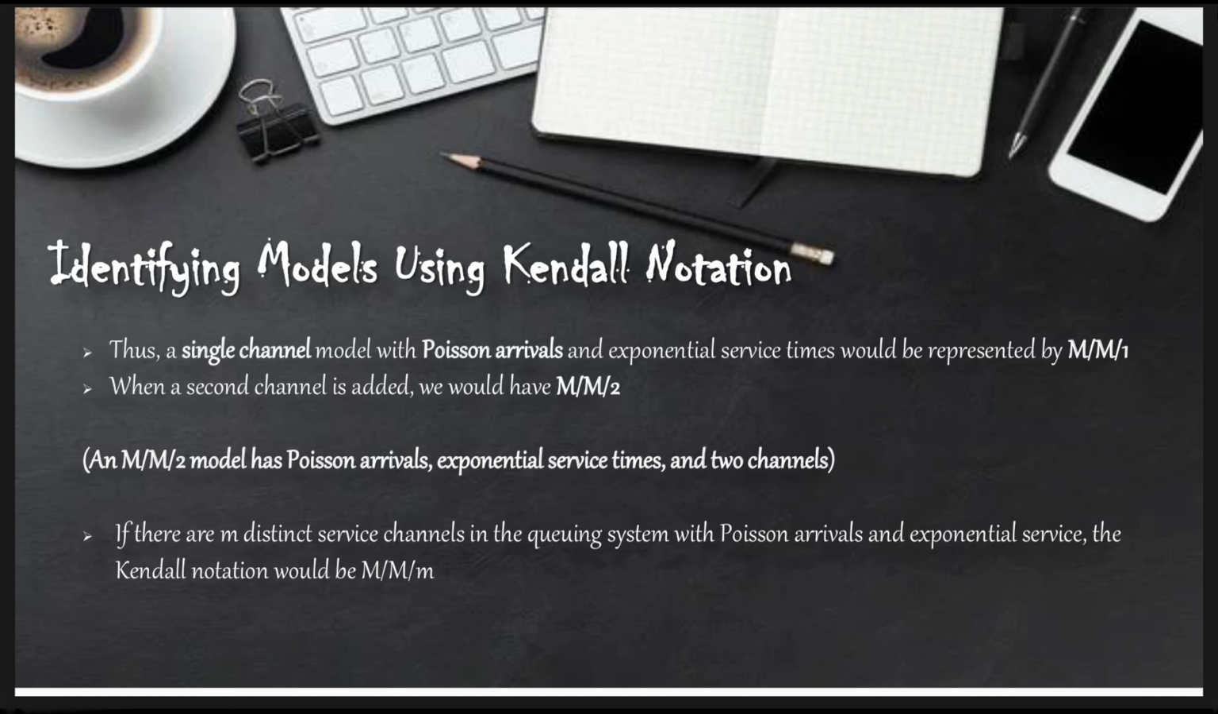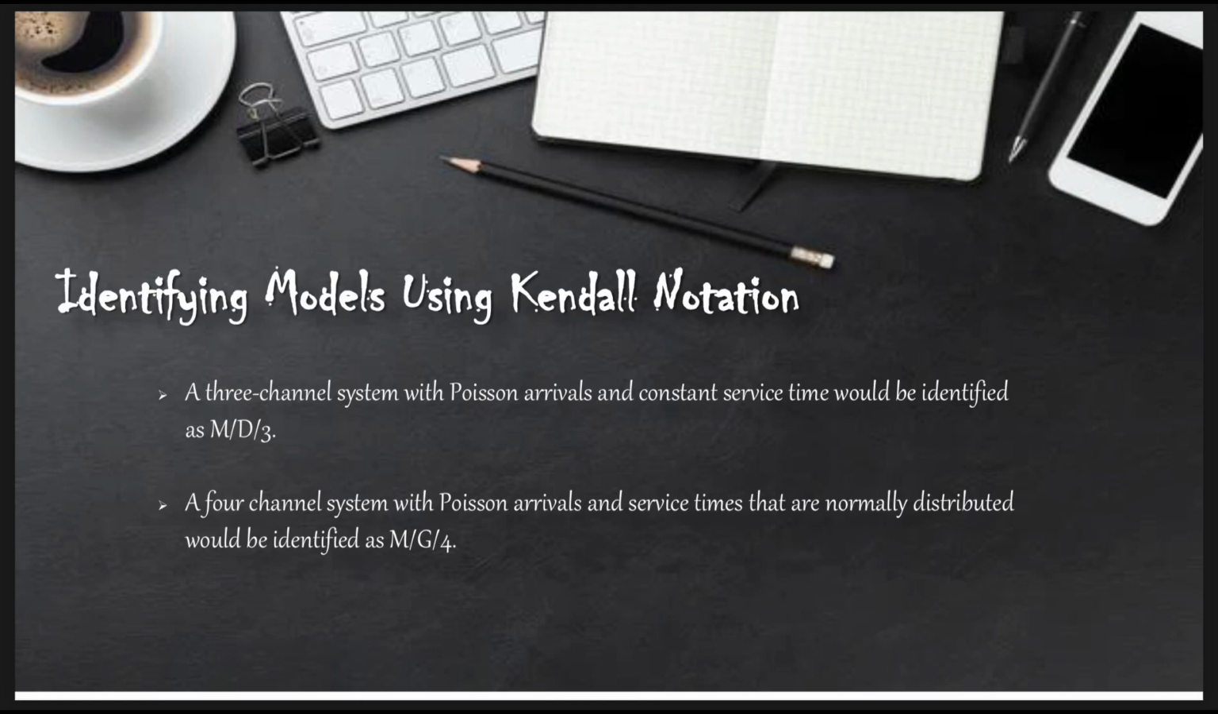And a four-channel system with Poisson arrivals and service times that are normally distributed would be identified as M/G/4. So take note, an M/M/2 model has Poisson arrivals, exponential service times, and two channels. A three-channel system with Poisson arrivals and constant service time would be, as I discussed earlier, M/D/3. And also a four-channel system with Poisson arrivals and normally distributed service times would be identified as M/G/4.